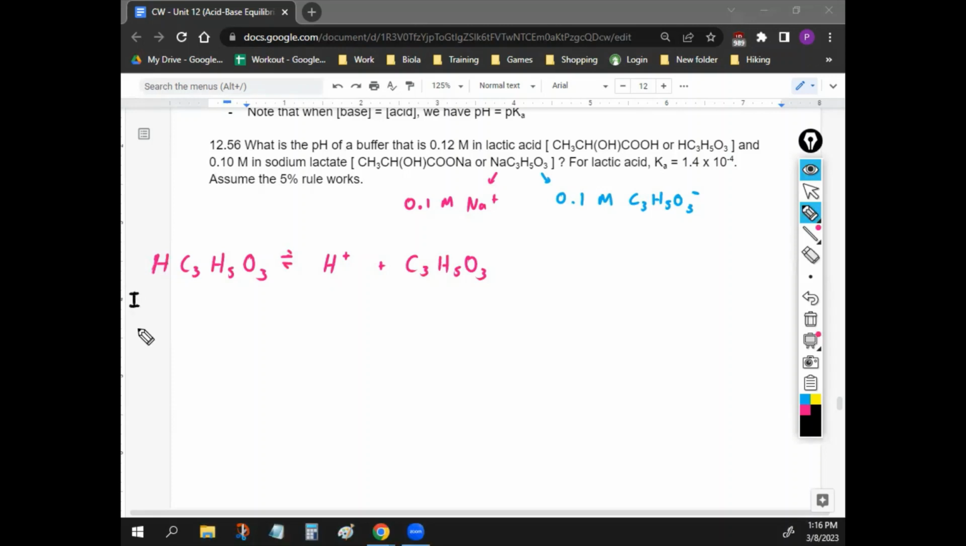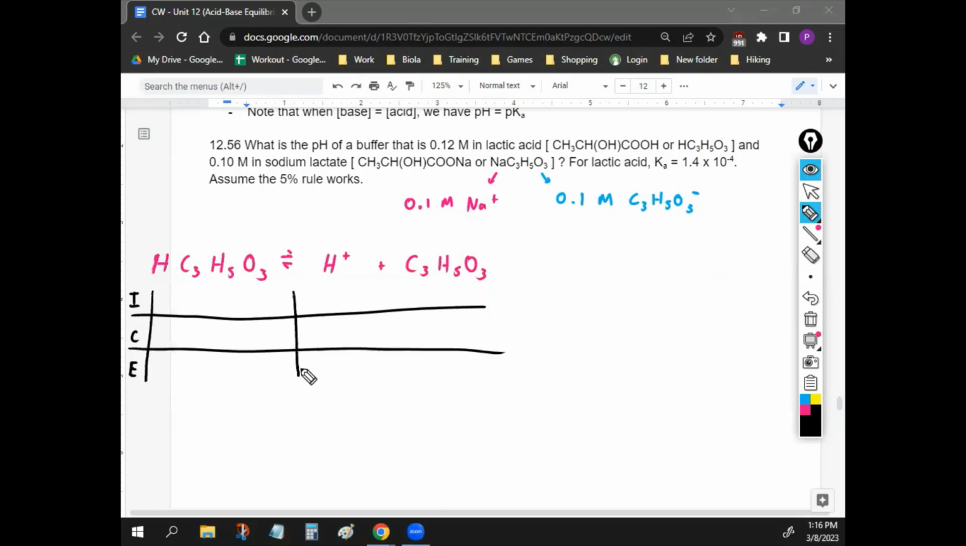And if you notice, what type of problem is this? A dissociation, ice table problem. What did we just learn about? Buffers. Yeah, it has to do with buffers, but buffers have to do with acids and bases. The key thing is identifying that there's a common ion here.